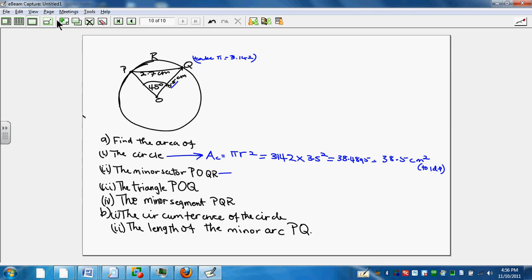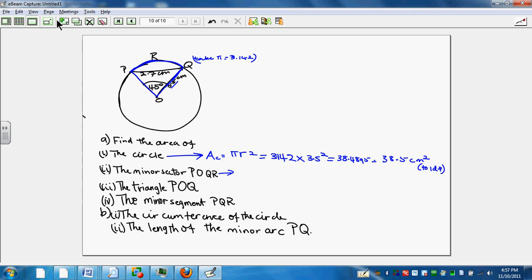The next thing that they were interested in is to find the area of the minor sector POQR. Now if you go from P to O to Q, and back through R to P, that will be the minor sector that they're interested in.